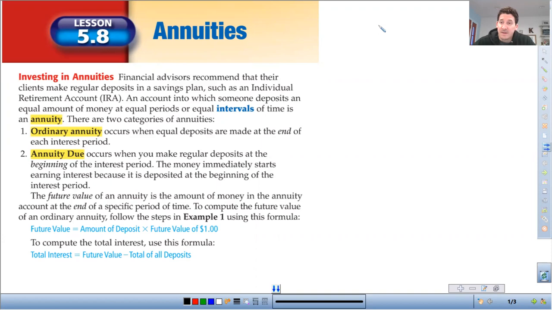You put money into your annuity at specified periods, and it earns interest throughout. And then you take out that money at intervals too. So that's typically how that works. What we're going to be calculating is the future value of an annuity.